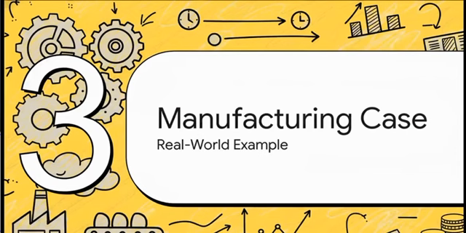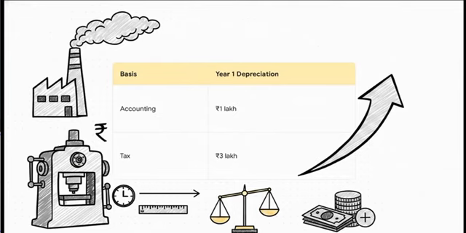Now, I know definitions can feel a little abstract, so let's jump into Section 3, a real-world manufacturing case, to see how this all plays out. Picture a bustling manufacturing plant. Let's say the company just bought some massive, heavy machinery worth 10 lakh rupees. Now, think about how the two rule books handle the depreciation for year one.